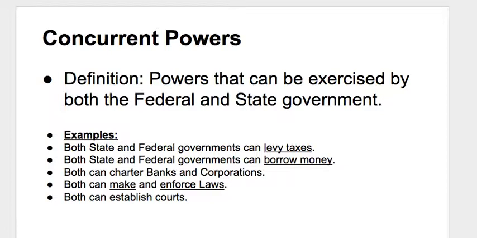And then you have your concurrent powers, which are powers that can be exercised by both the federal and state government. So both state and federal governments can levy taxes. So that's why you have state tax, you have a federal tax. They can both borrow money. They can both have banks and corporations. They can both make and enforce laws.